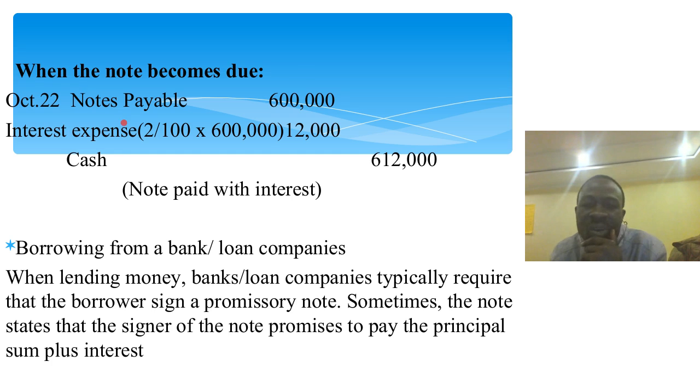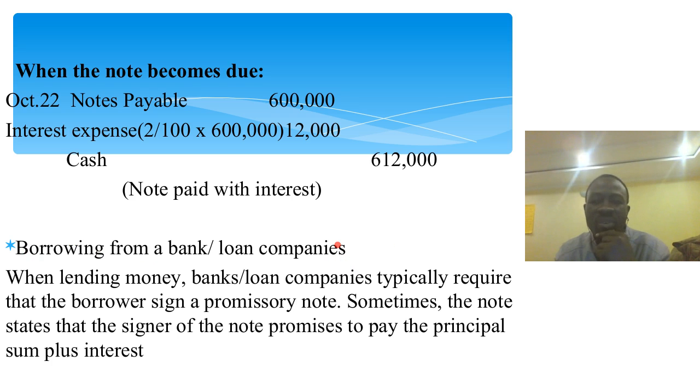So we debit the notes payable and the interest, and then we credit the cash, to signify the note that is paid with an interest. So that is how we go about that. First of all, we recognize the existence of the note, and then when the note becomes due, we also make an accounting entry.